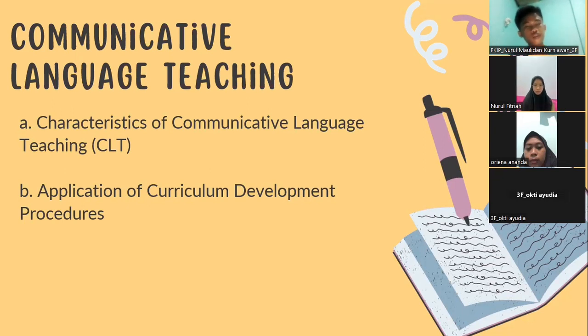Characteristics of communicative language teaching. The first one is focus on communication. This means the primary goal is to enable learners to use the language for practical purposes, such as holding conversations, expressing opinions, and solving problems. Two, interaction and collaboration.